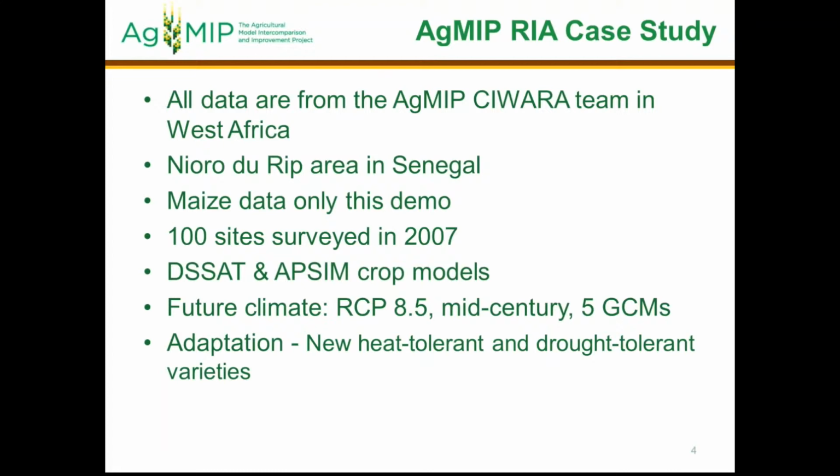So for the case study that we're presenting today, we have gotten data from the Chihuahua team in West Africa, and we really want to thank them for allowing us to use their data in this demo. We're looking at the maize data only. There are 100 sites surveyed in 2007. We're going to be showing both DSSAT and APSIM crop models running on the FACEIT platform for one climate scenario, 5 GCMs, and one adaptation scenario.